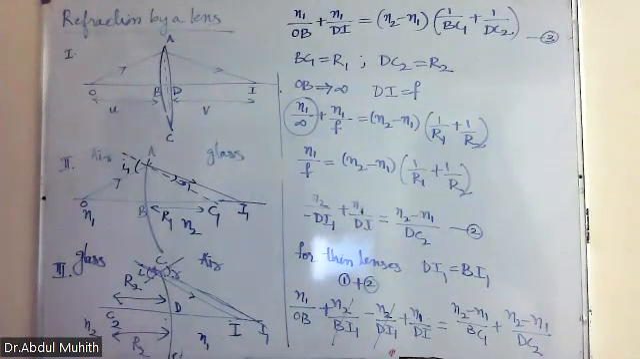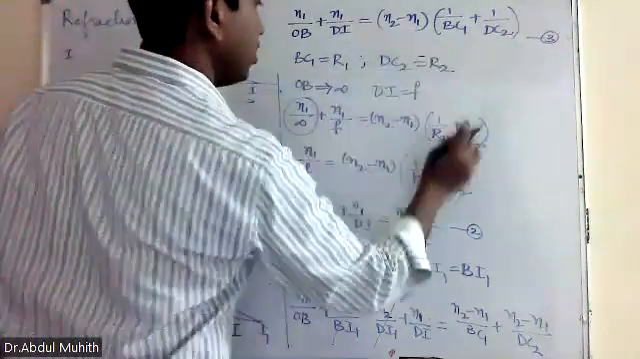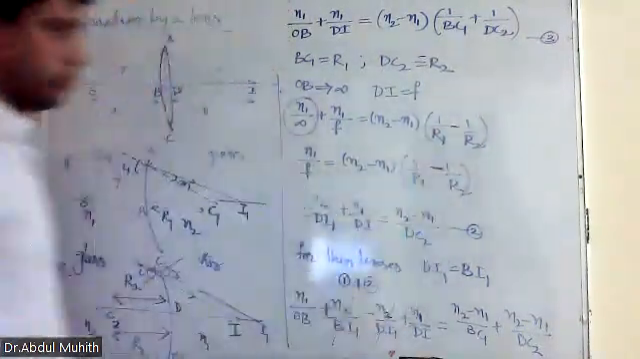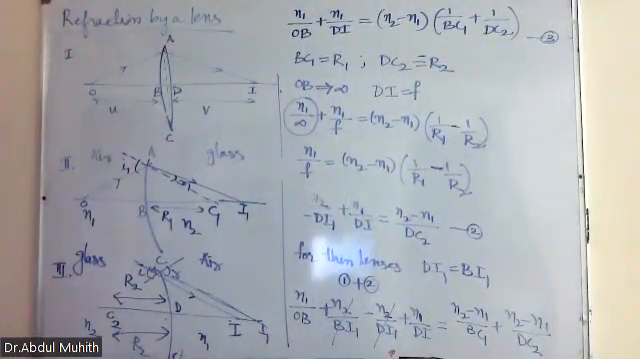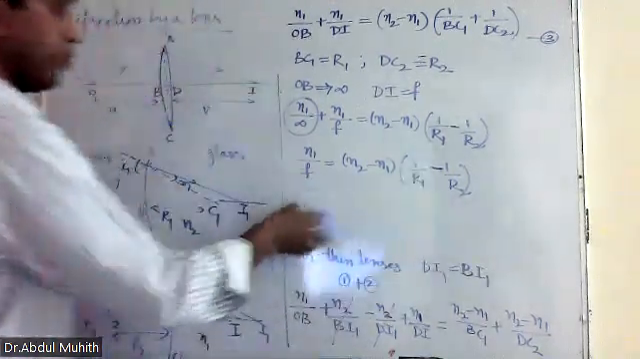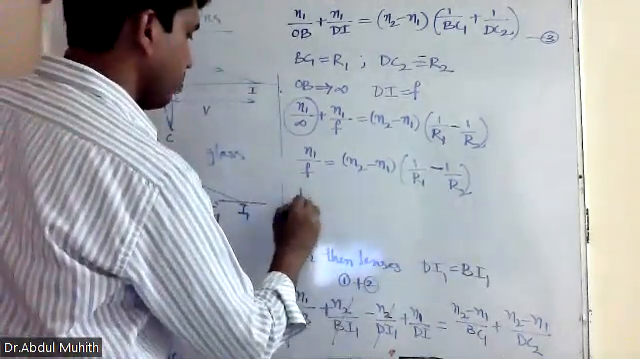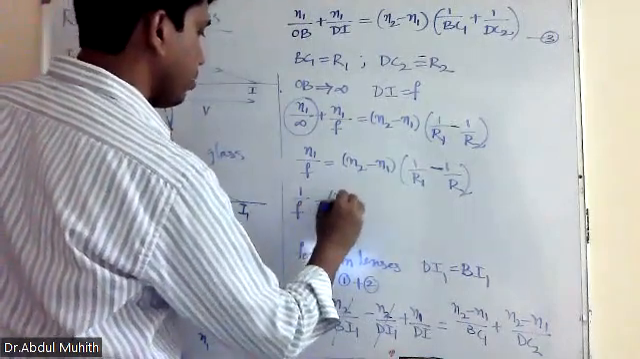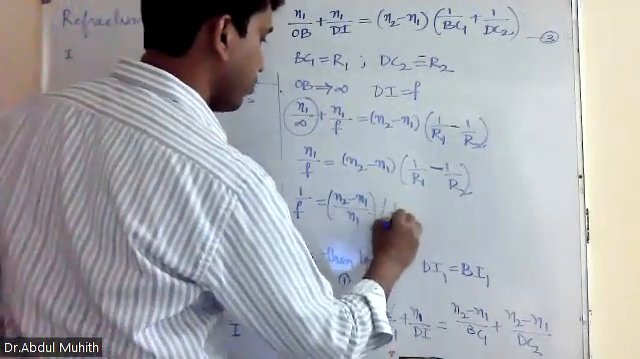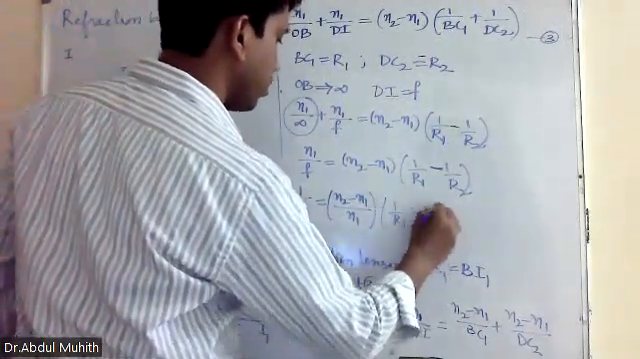Sorry, this is minus R2, right? This will become minus. This also will become minus. DC2 is minus R2. So we got N1 by F is equal to N2 minus N1 into 1 by R1 minus 1 by R2. Now what do we get? We'll cross multiply N1. So what will happen now? 1 by F is equal to N2 minus N1 by N1 into 1 by R1 minus 1 by R2.